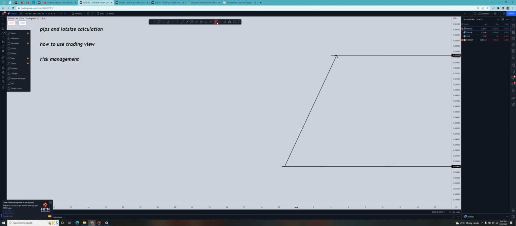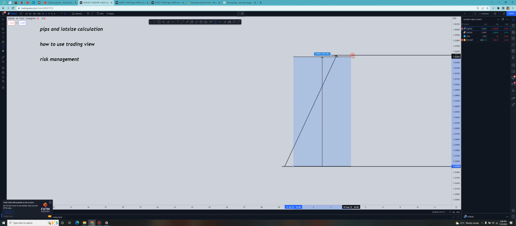So now, this particular tool is found here, the price range tool. Once you select it, pin it at the starting point, have a left click and drag to the ending point. It will show you how many pips it is. That's 202.1 pips. It will also show you the percentage growth between here and here, which is 1.95.